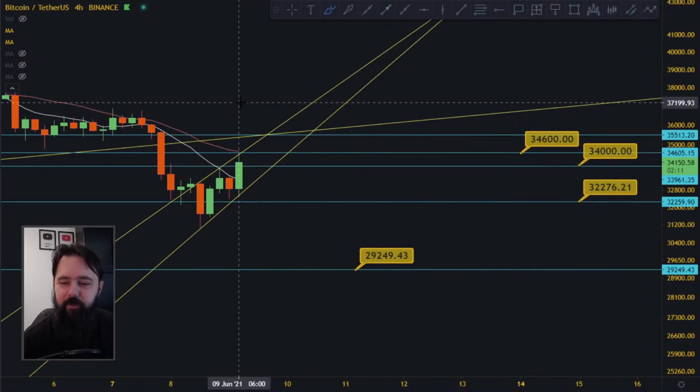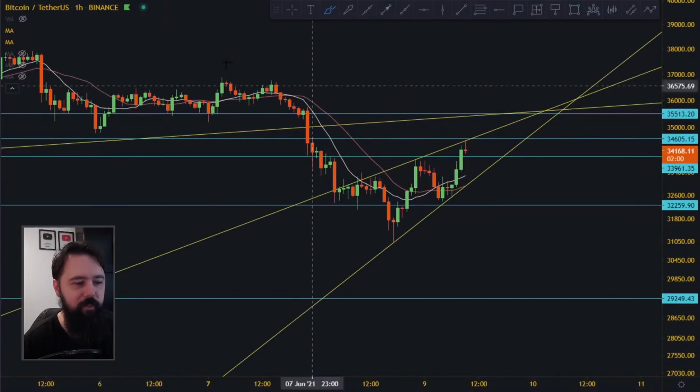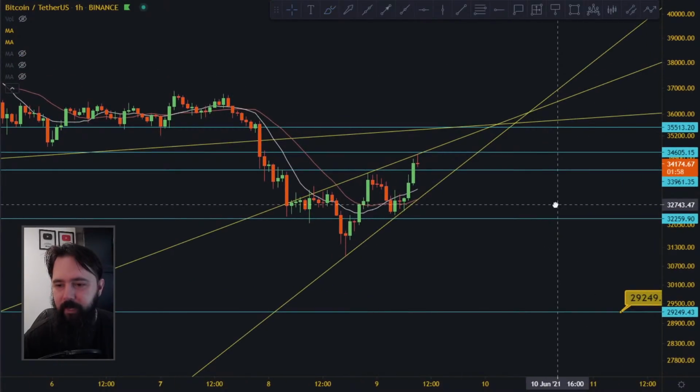It's a 1 hourly rising wedge, so also be sure to put your stop loss and watch it really closely. Don't go to the bathroom in the meanwhile, because 1 hourly can change pretty quick. So be careful what you do.